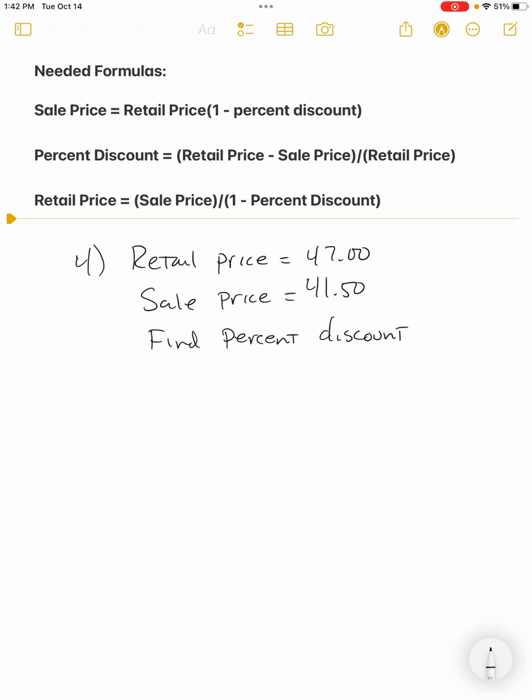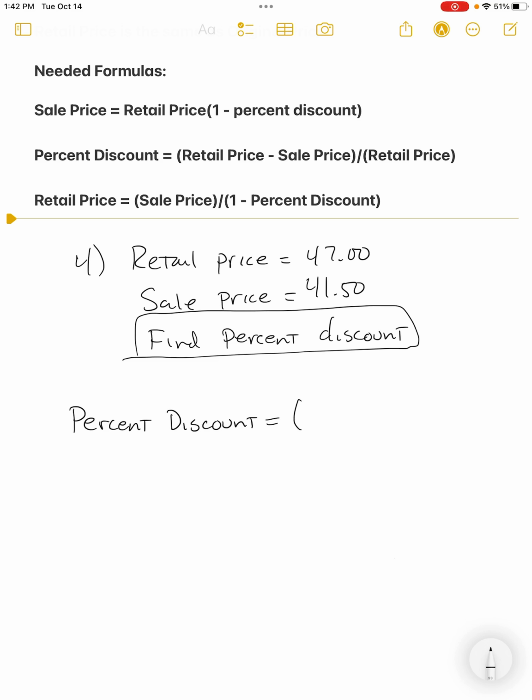All right, no problem. I first identify what they're asking me to find. Find that percent discount. I then go look for the formula where percent discount is solved for. We see it there as the second one down. And what does it say to do? It says to take the retail price, which was $47, subtract away the sales price, which is $41.50, and divide that by the retail price, which is $47. This time I chose to put in the .00. You can if you want. You definitely have to keep the 41.50. You've got to have that 50 cents in there.